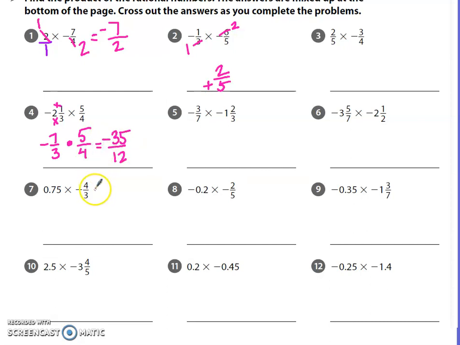You should have all your resources in your math binder. If you need to use a multiplication chart, you have one. It's in your binder. Let's keep going.